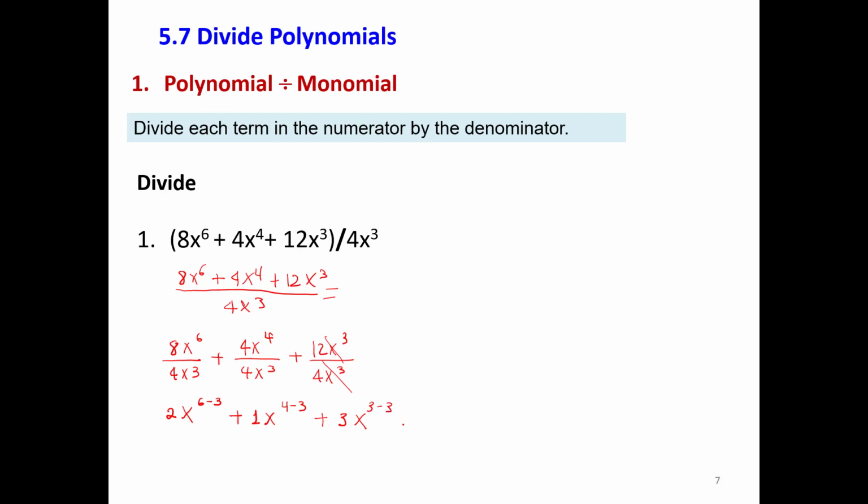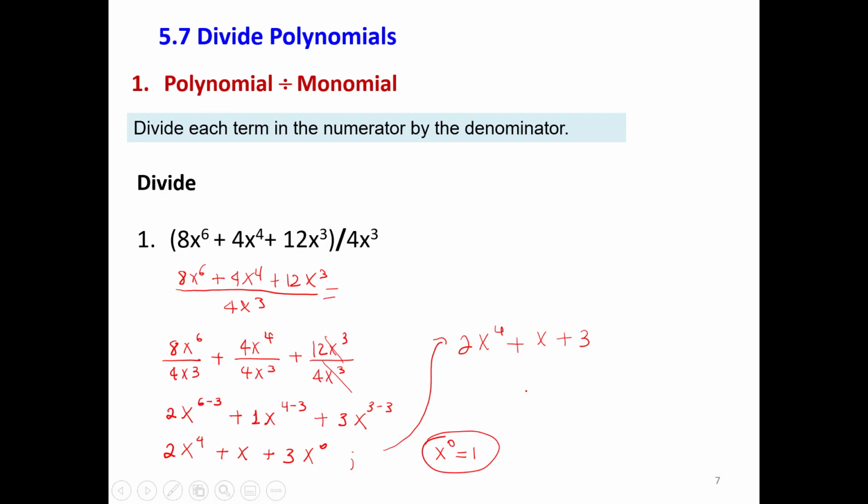3 minus 3, and we know 3 minus 3 equals 0. Any number to the 0 power equals 1. And finally, it's 2x. 6 minus 3 is 3. We don't need to write this one. x. 4 minus 3 is 1. We don't need to write 1. Then x to the 3 minus 3 is x to the 0 power. Finally, you can write this as 2x cubed plus x plus 3. Remember, x to the 0 equals 1.